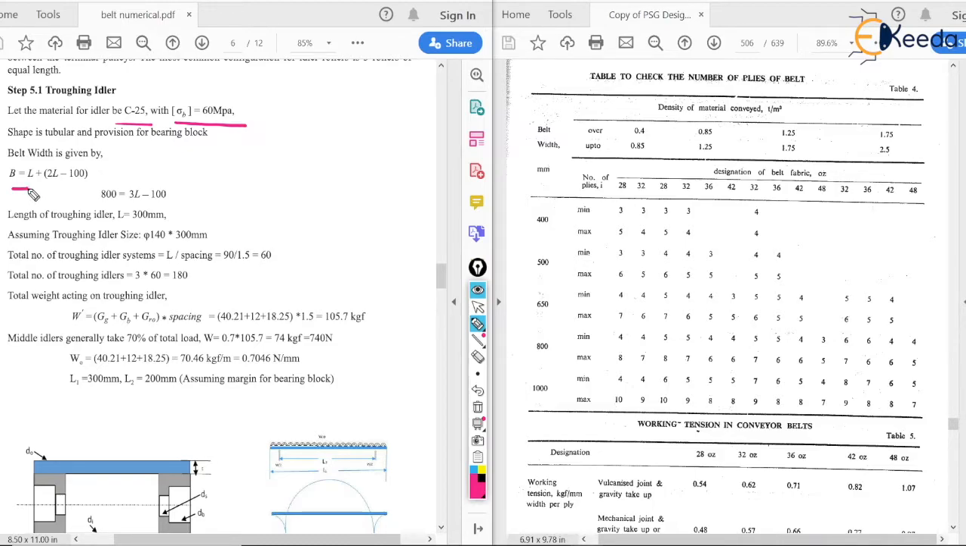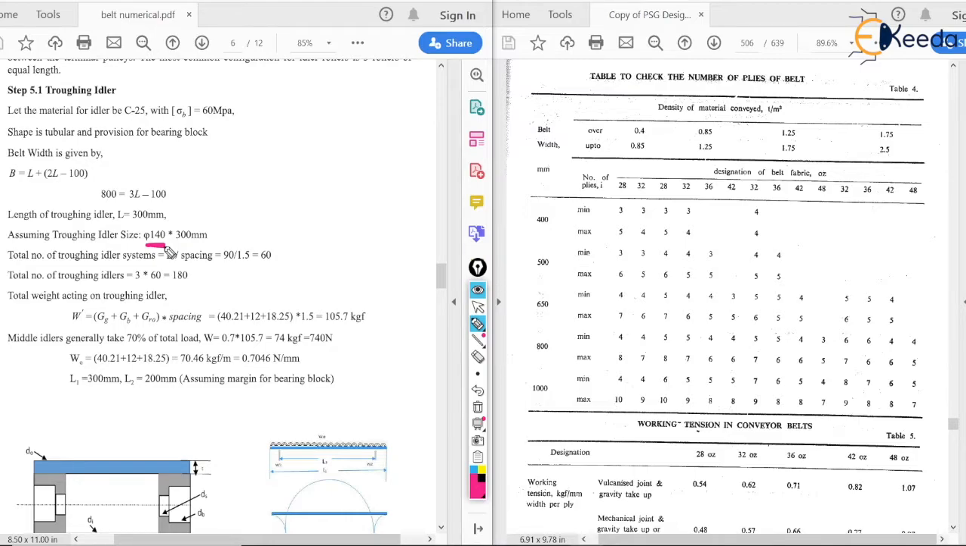So from this we are going to check the length of the troughing idler. It depends on the belt width, and the standard belt width is 800. There are 3 idlers, so we are going to use 300 millimeter as the length of the troughing idler. After that, assuming the size of the troughing idler, it is 140 mm as a diameter.